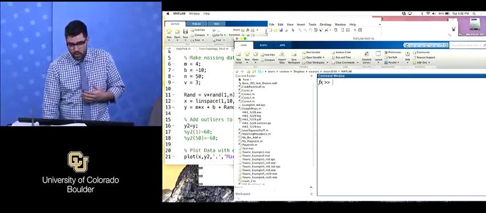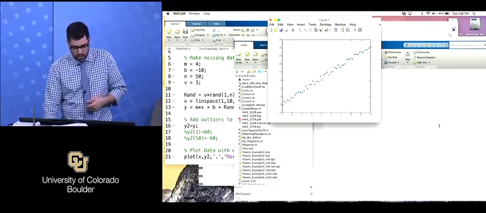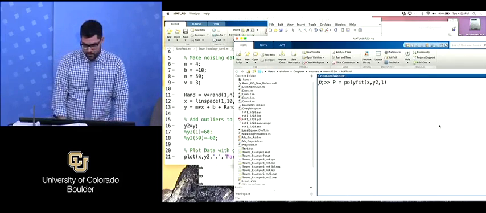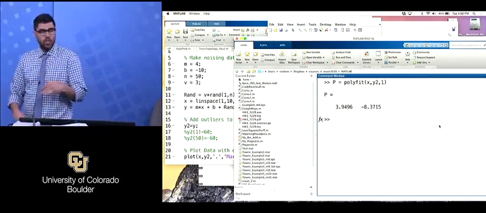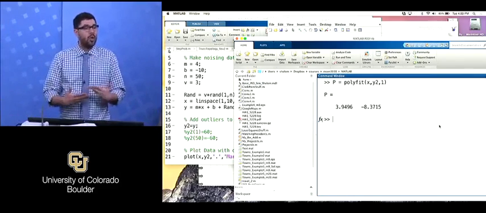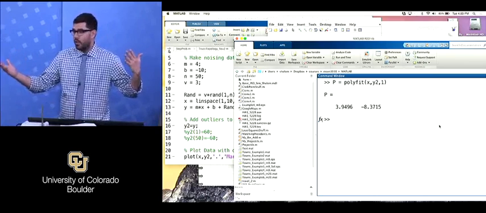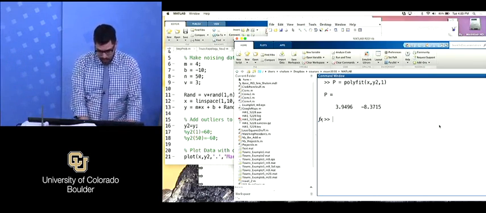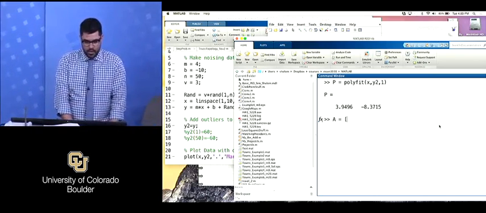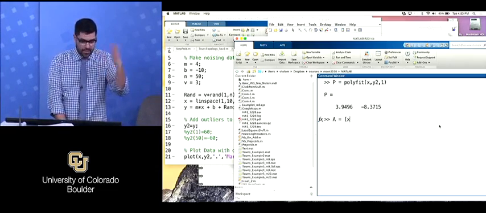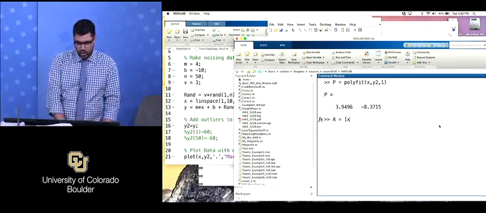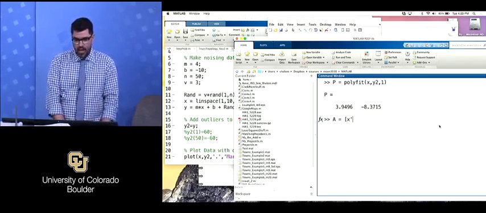Let's compare with our least squares. Here's the solution polyfit gives us. Now let's try to use the new technique we learned. I've got to make my A matrix. A is equal to, and my X is in a row vector, so I've got to make sure I transpose it.